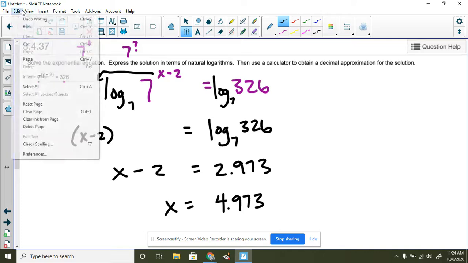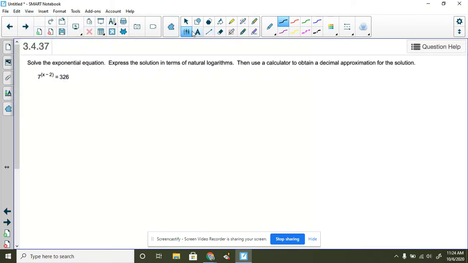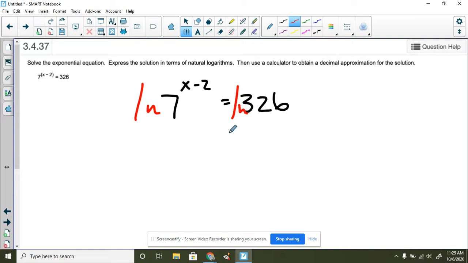Okay, now what Math Excel is asking us to do is take this equation and write it in terms of natural logarithms. So they're saying you can't use log base 7, use log base e. So let's take the natural log of both sides. Now, that doesn't stop us from moving this x minus 2 down in front. We can still do that, right? Because when we take the logarithm of both sides, any exponent comes down in front.